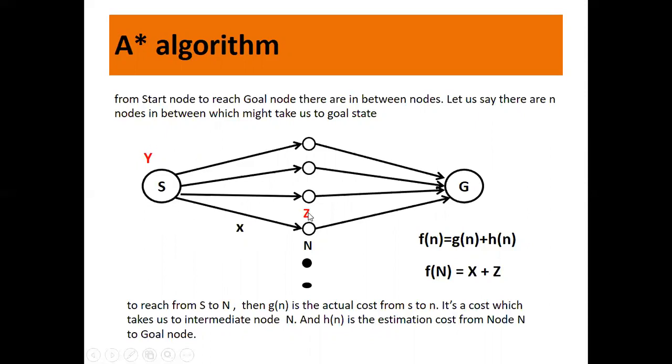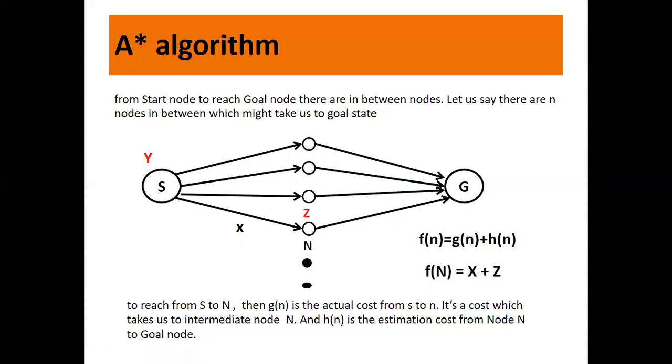Now let us see what is this y in red color, what is this x and what is this z. Each and every node has some estimation associated with it. Now for S, the estimated cost of reaching from start to goal is Y. Is it clear? From start node S, if you want to reach goal G, then how much cost will it take? The estimated cost is indicated as Y above this particular node, right?